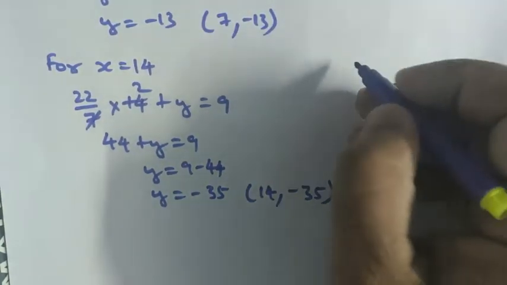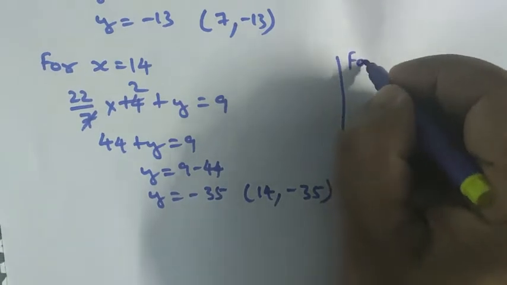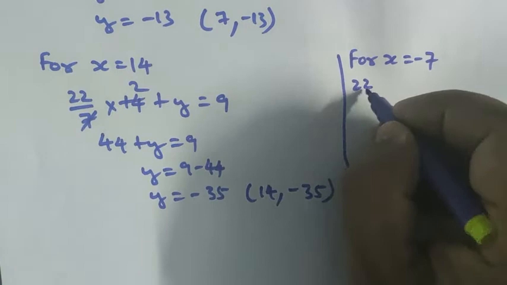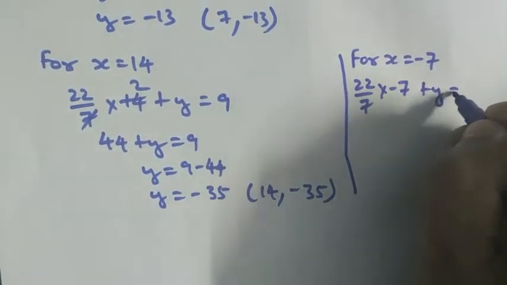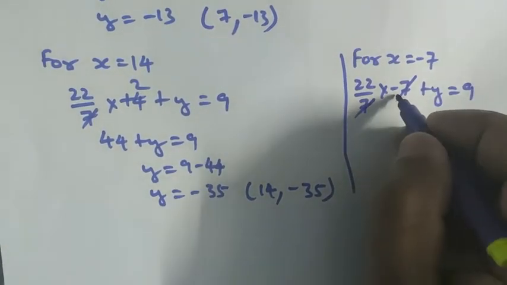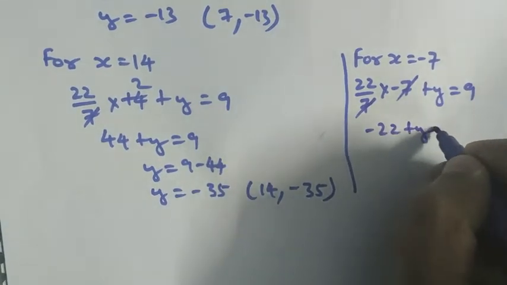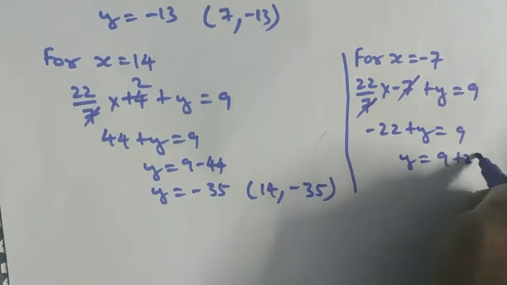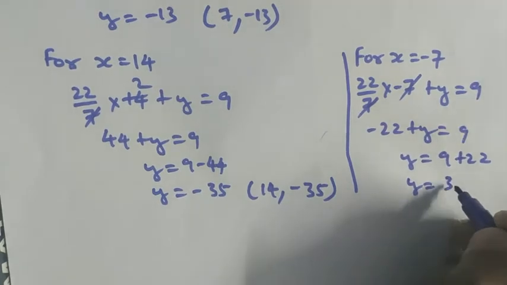And similarly, one more we will take. Suppose x is equal to minus 7, so the equation becomes 22 upon 7 multiplied by minus 7 plus y equals 9. The 7s will cancel out. Minus 1 multiplied by 22, minus 22 plus y equals 9. So y equals 9 plus 22, that is 31.